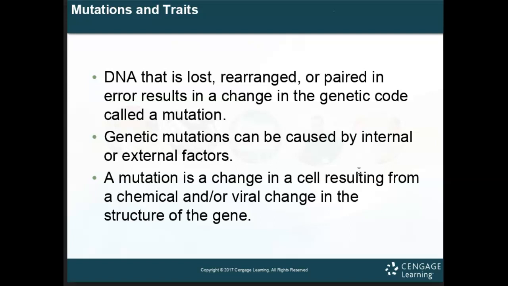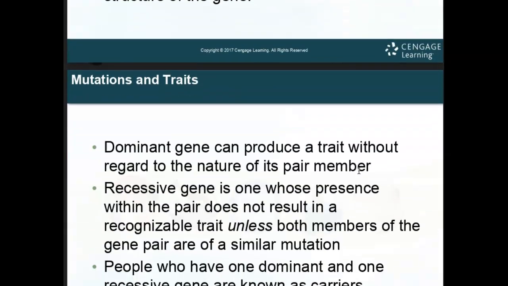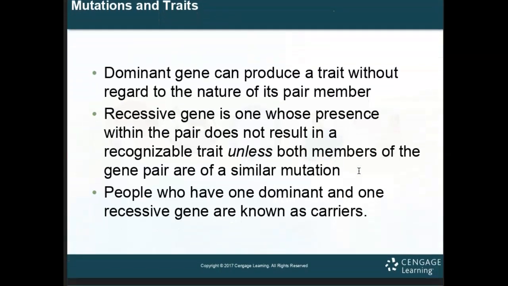Genetic mutations can be caused by internal or external factors. A mutation is a change in a cell resulting from a chemical and/or viral change in the structure of the gene. Dominant genes can produce a trait without regard to the nature of its pair member. A recessive gene is one whose presence within the pair does not result in recognizable traits unless both members of the gene pair are of a similar mutation.